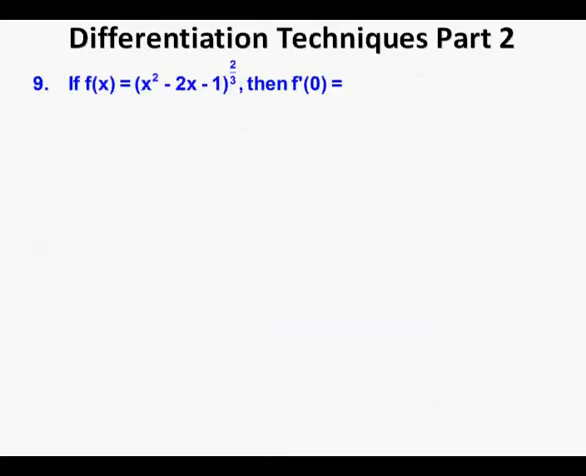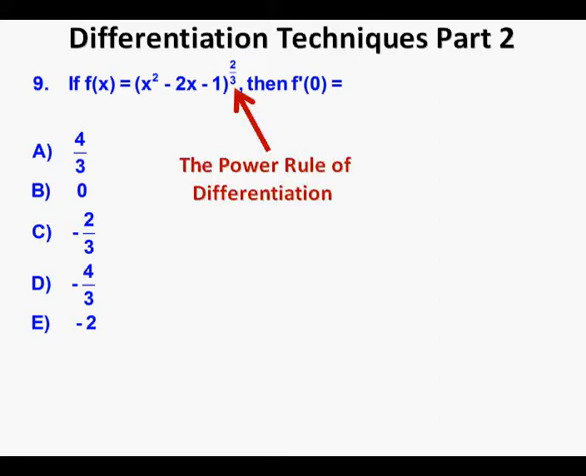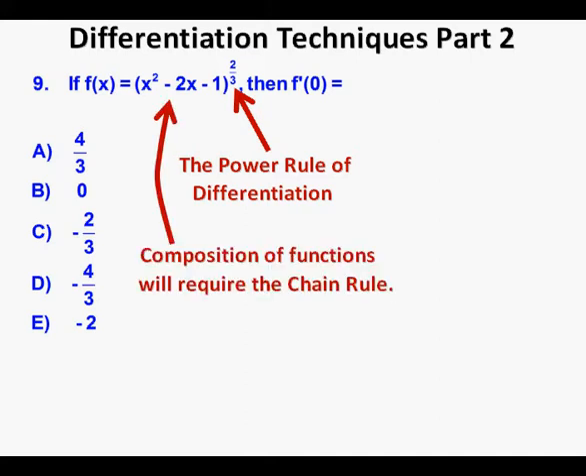Problem 9. If f of x equals quantity x squared minus 2x minus 1 to the 2/3 power, then f prime of 0 equals, and we have again 5 multiple choice answers A through E. In this instance, because we have an expression raised to a power, the power of 2/3, we have a power rule application. Yet, because there is an entire function and not just x raised to the power of 2/3, we will need to apply the chain rule in conjunction with the power rule.